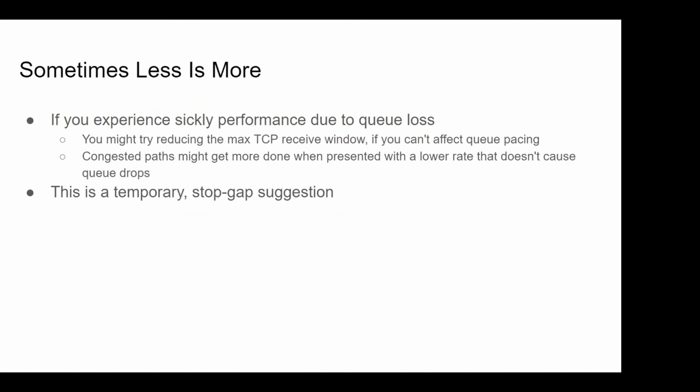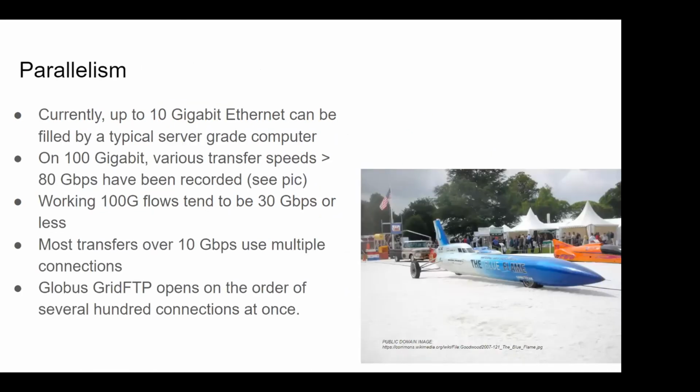If you experience sickly performance due to queue loss, you might try reducing the max TCP receive window, because if you ask the network for less performance, you'll stop overflowing those queues and you might actually get more done at a lower rate. Parallelism is the way to go.